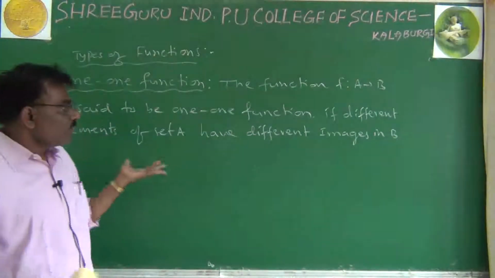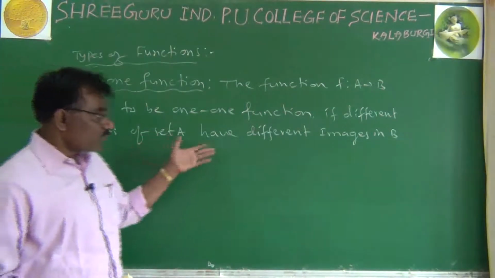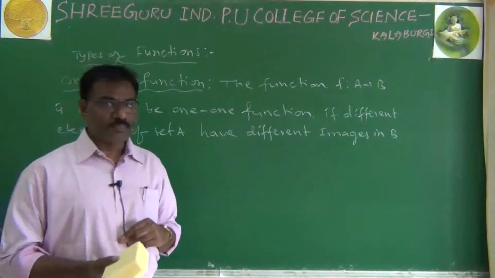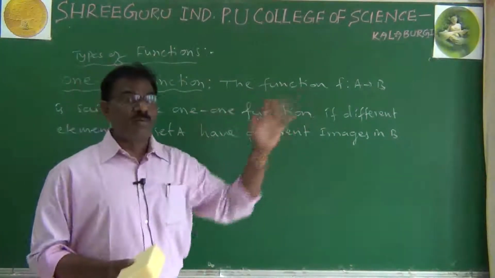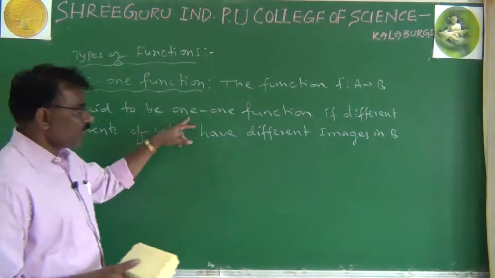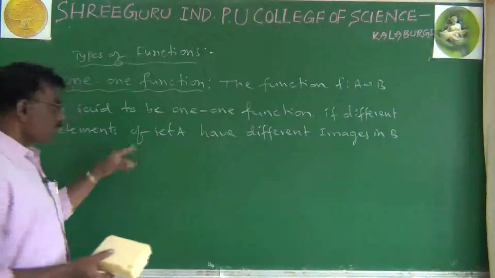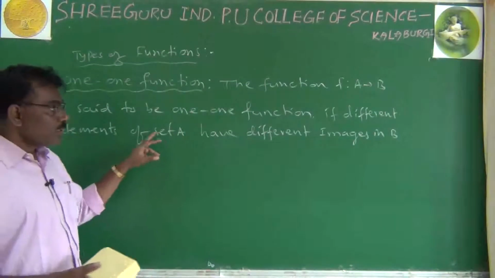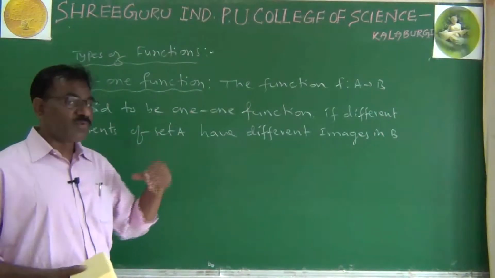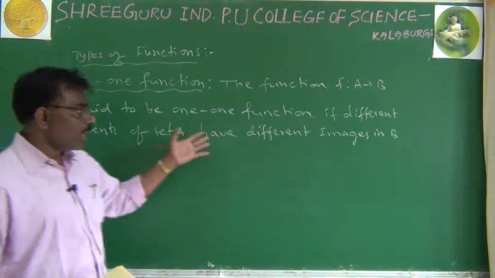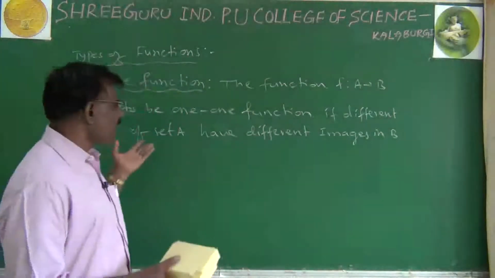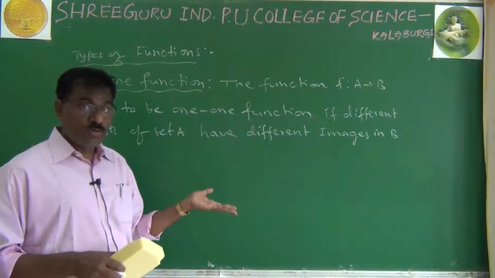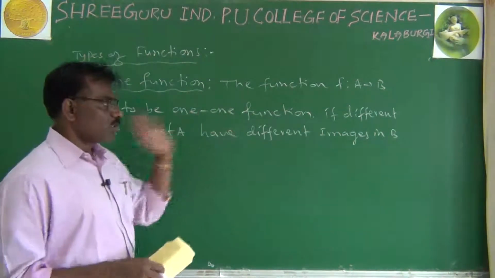Then some students write: define one-one function, if different elements of set A have different images in set B, is called one-one. It is not correct. You start: the function f from A to B is said to be one-one function if different elements of set A have different images in set B. Different elements of domain have different images in codomain. But I am taking A for better understanding; in the previous class I explained the set A is called domain, the set B is called codomain.